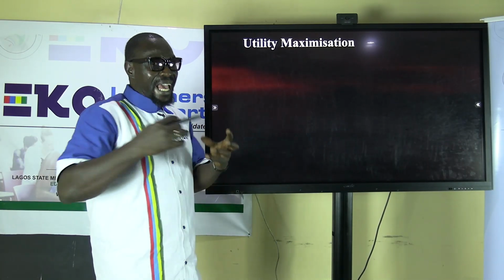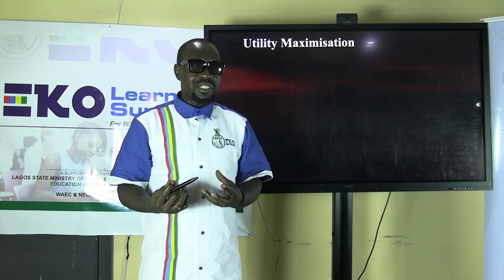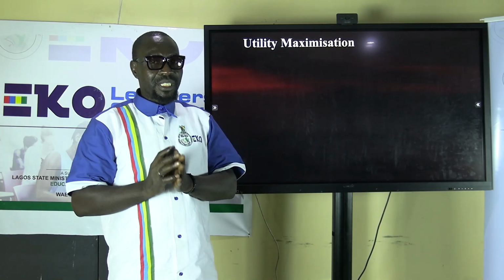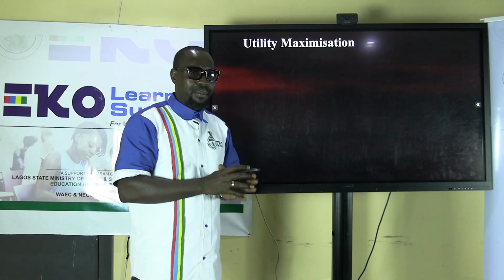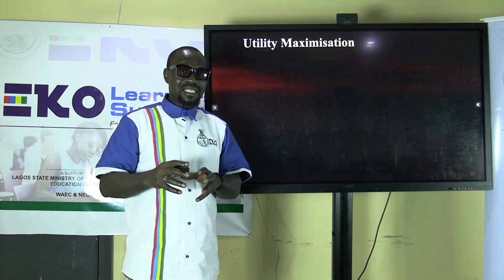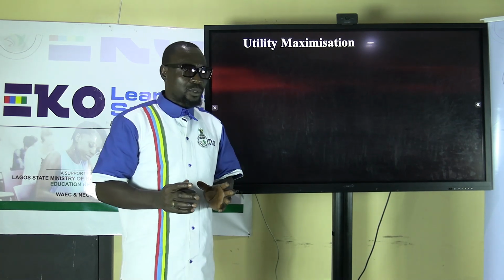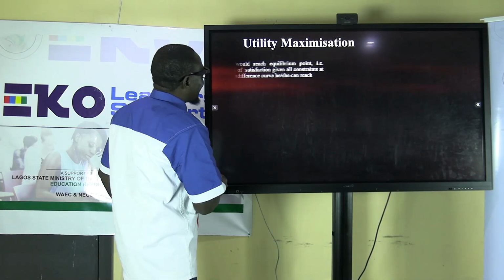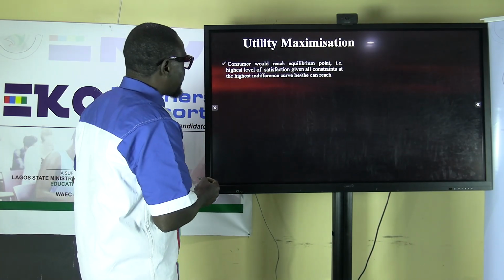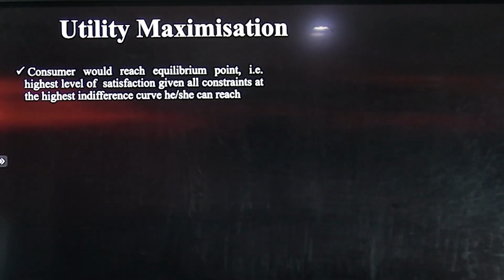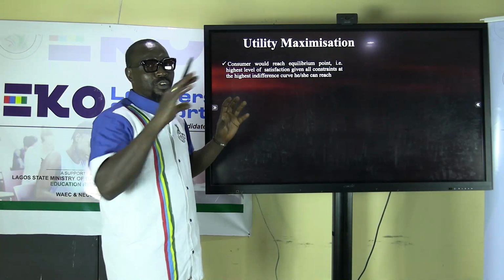Now, the essence of indifference curve analysis is to explain utility maximization using the ordinal approach, where utility is said not to be possible to measure, but can rather be ranked. Okay? So, under the ordinal approach, using the indifference curve, the consumer will reach equilibrium point or will achieve utility maximization at the highest level of satisfaction given all constraints. That's at the highest point of your indifference curve.